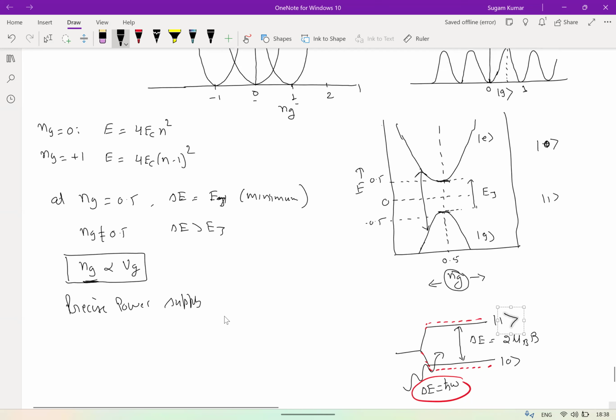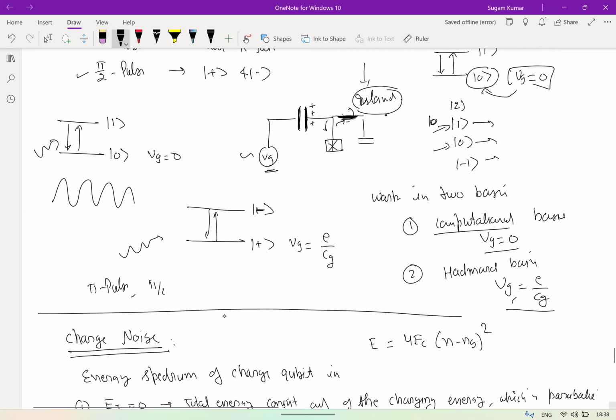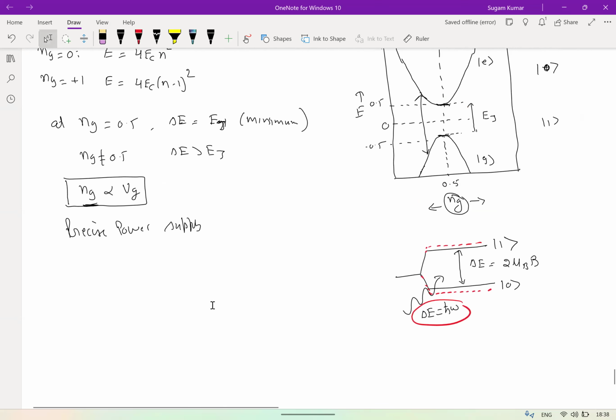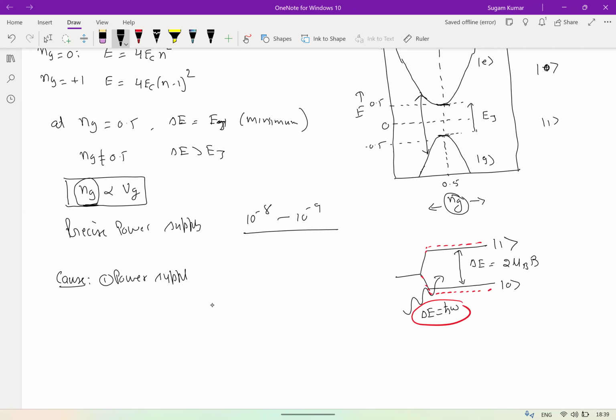And keep in mind that this is the voltage supply I'm talking about here. If this voltage supply is very precise, meaning the change in the voltage is in the range of 10 to the power minus 8 to 10 to the power minus 9, that is the fluctuation or stability of the voltage, then no problem. But if this power supply is not stable, then it is going to cause a change in the NG. So one cause is the power supply instability.